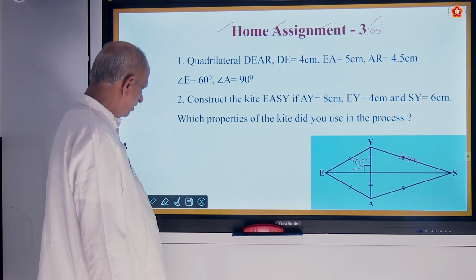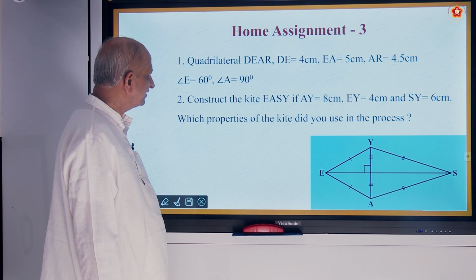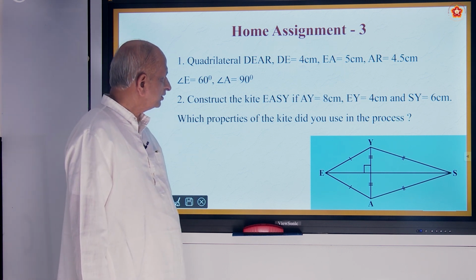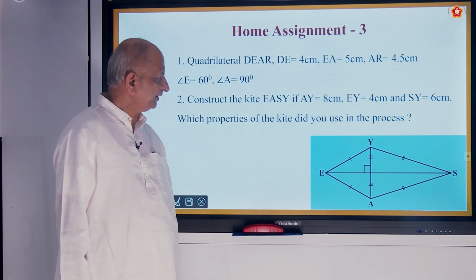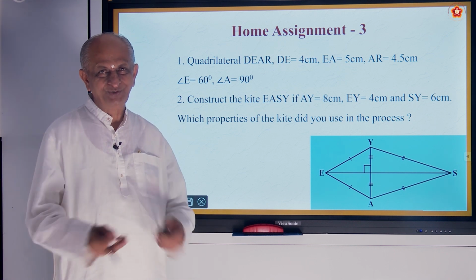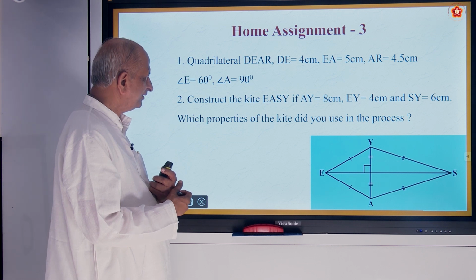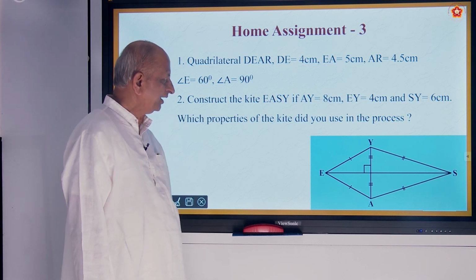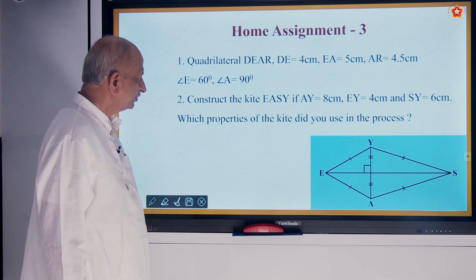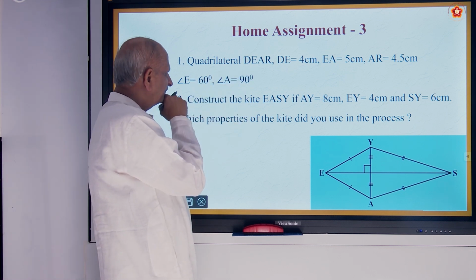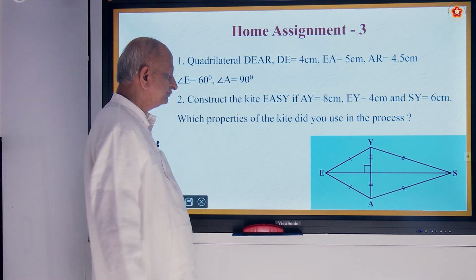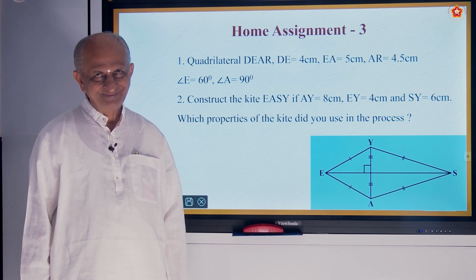Now we will see the home assignment. Quadrilateral DEAR. Some beautiful words, kind, right? DE is equal to 4 centimeters, EA is equal to 5 centimeters, AR is equal to 4.5 centimeters. So 3 sides are given and 2 angles are given. You try to do it.